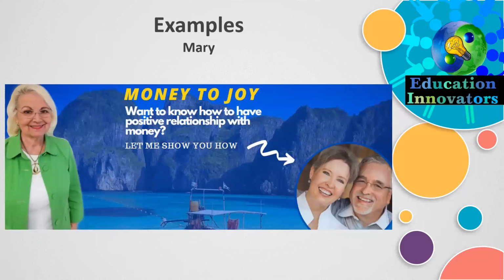So now let's have a look at the examples. This is Mary. As you can see, Mary has a really nice statement directed to her ideal avatar. She says, "Want to know how to have a positive relationship with money?" And then she has a picture in the corner of her ideal avatar. This is obviously a stock photo, but she wants to talk to people who are retiring and want to be happy. So she's a financial advisor.